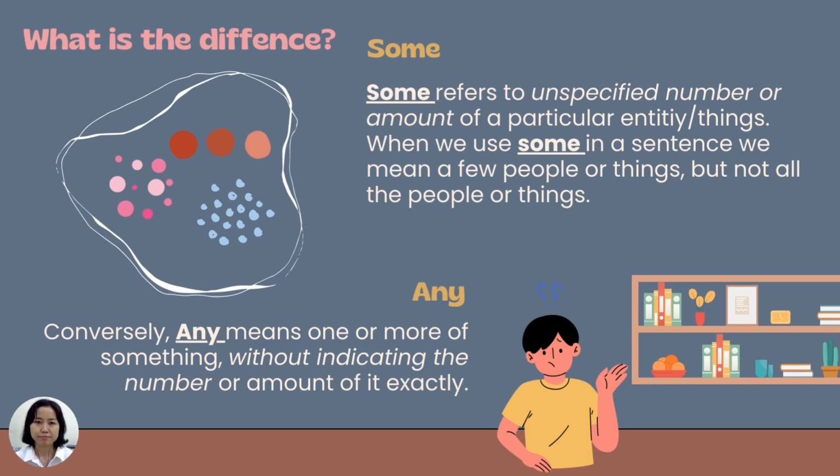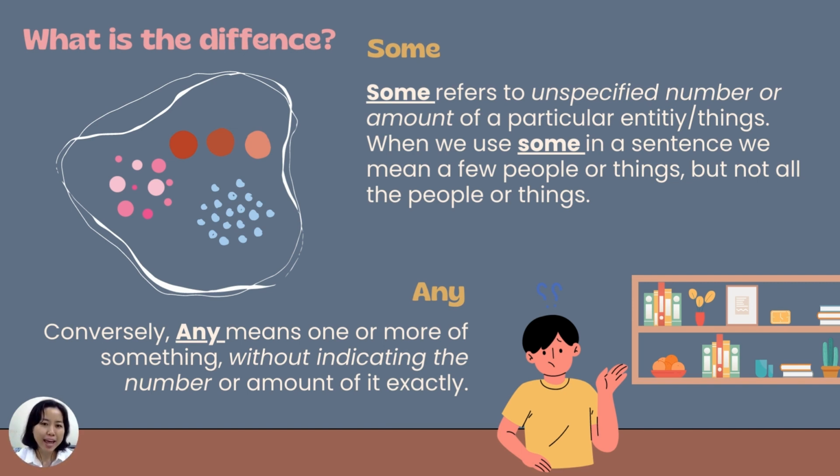Okay, your turn. A statement about the pink dots. Good. You're looking at some pink dots. Your turn. Good. I have some pink dots in the circle. Very good. Okay, some is clear for you.